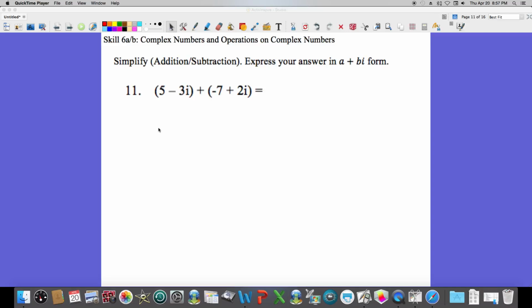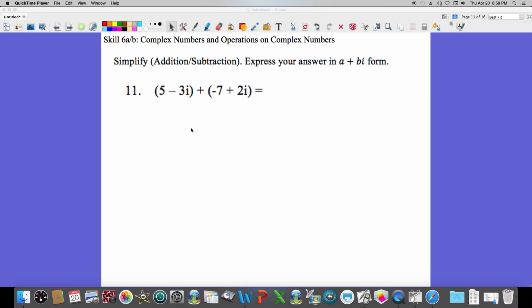This is recording. We are looking at skill 6, which is complex numbers, and specifically here in A and B, we're just being introduced to these complex numbers, and we saw in some previous problems how to simplify a radical when we have a negative radicand. We looked at the different powers of i, and here what we're going to do is simply add and subtract complex numbers.